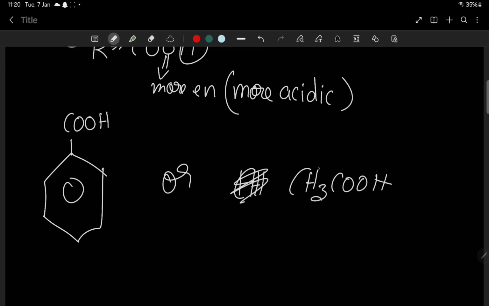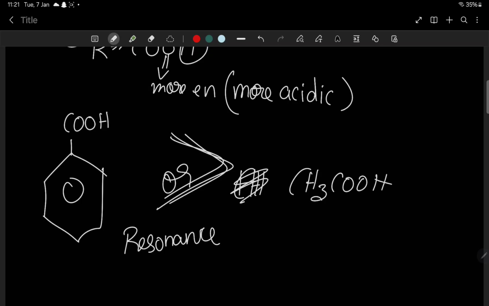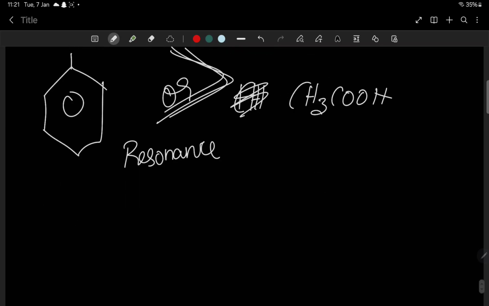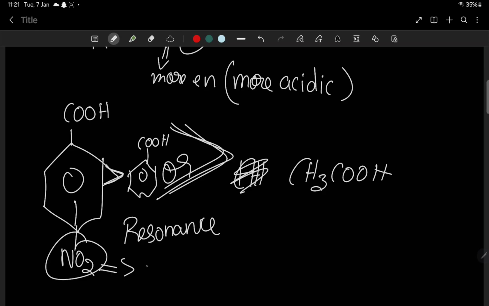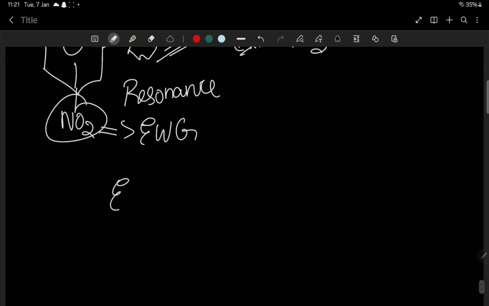CH3COOH. Yeah, benzoic acid is more acidic because of resonance, partial double bond character. Very simple. This is the thing you understand. If NO2 comes here, and we have a normal benzoic acid, which is more acidic? This is more acidic. Why? NO2, an electron withdrawing group, comes, that means acidity is more. You understand, electron withdrawing group is directly proportional to acidic character.